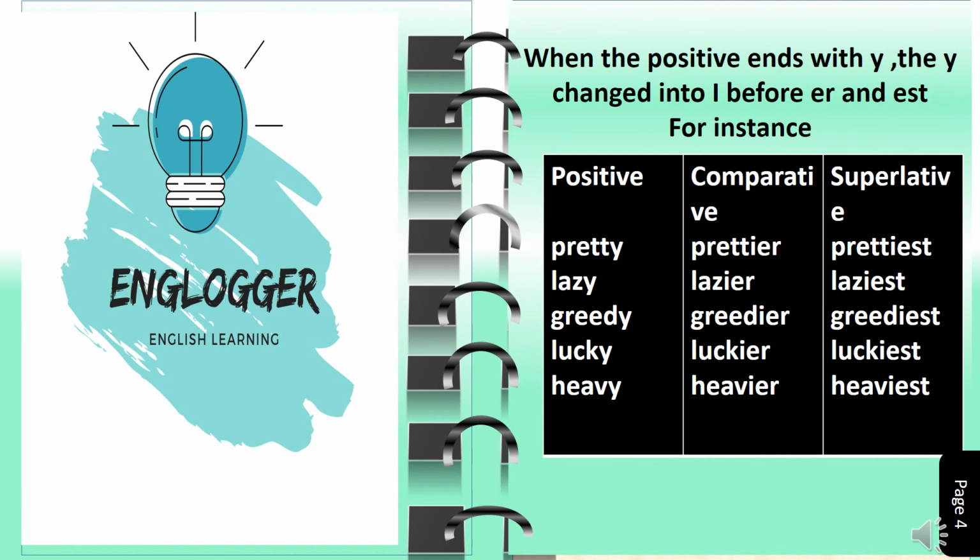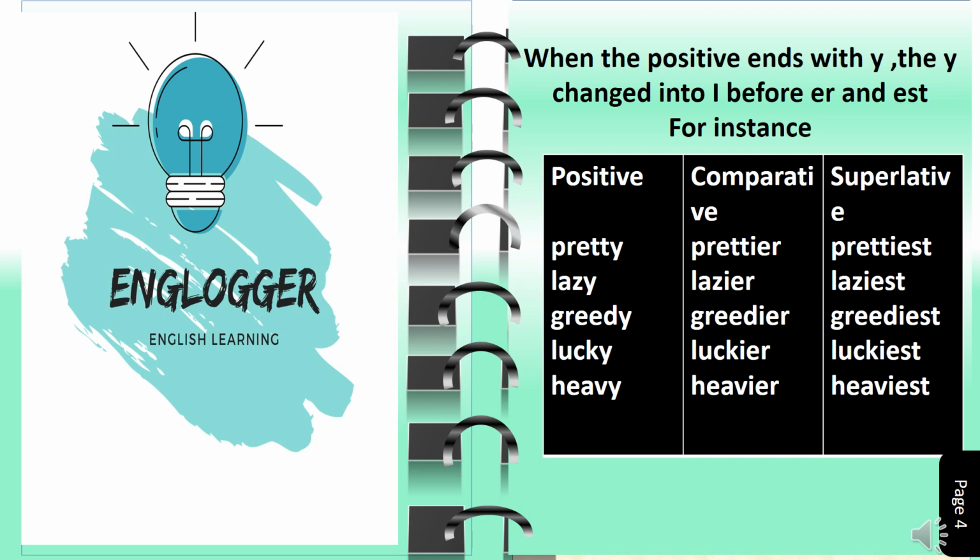Now we have another rule. When the positive degree ends with y, then y changes into i before er or est. For instance, in positive degree we have pretty. In the spelling of pretty we have y at the end. So pretty, prettier, prettiest. Y changes into i before er or est, as you can see in the table given.